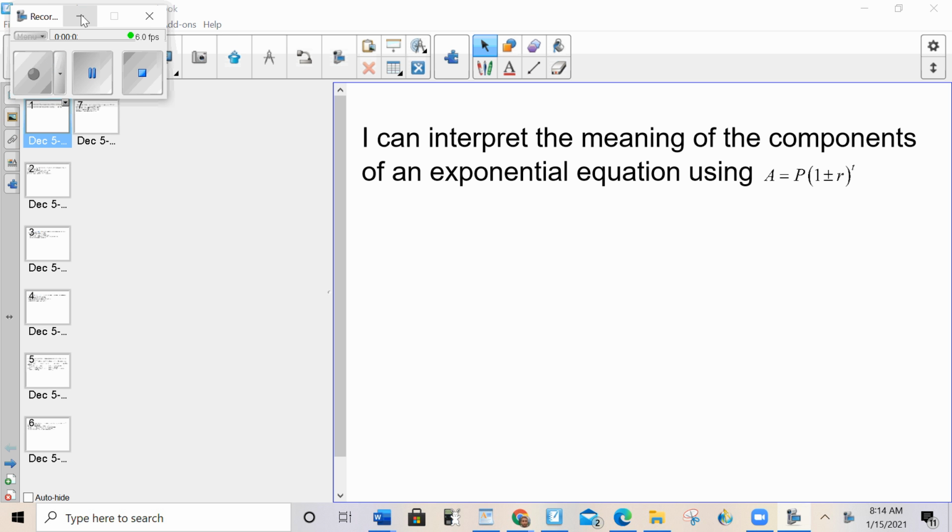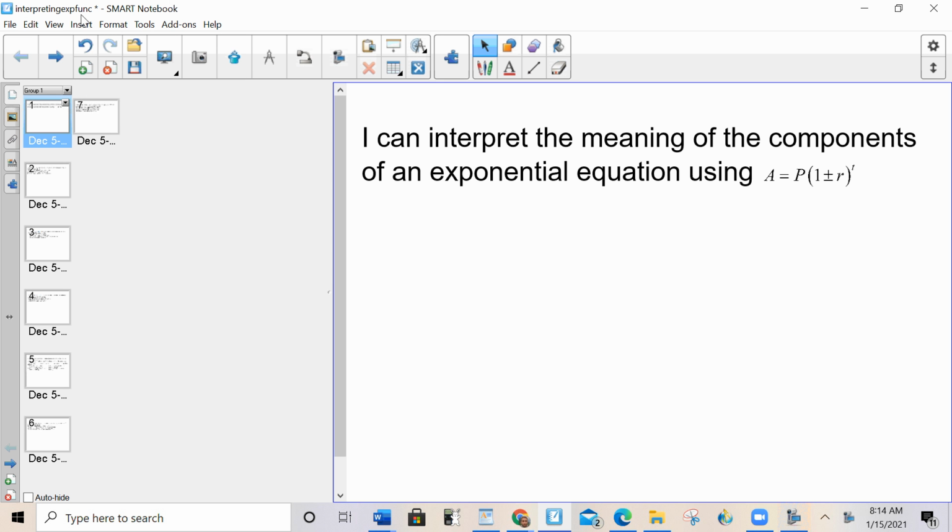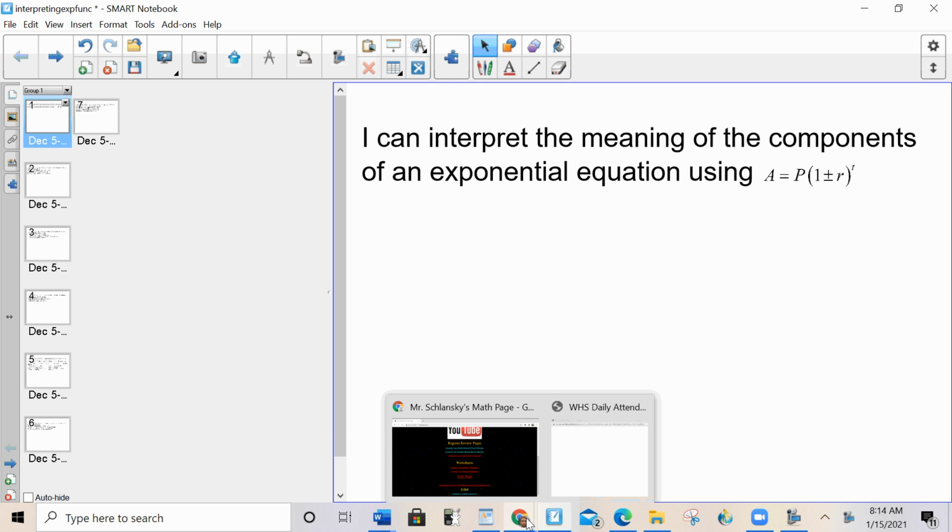Hello everybody. Today I can interpret the meaning of the components of an exponential equation using A equals principal parentheses 1 plus or minus the rate to the power of time.